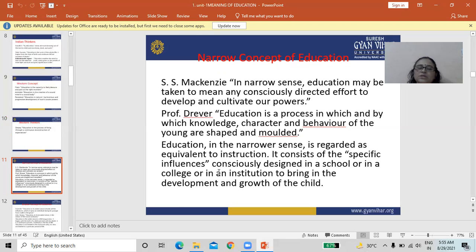Education in the narrow sense is regarded as the equivalent to instruction. It consists of the specific influences consciously designed in a school or in a college or in institutions to bring in the development and growth of the child.